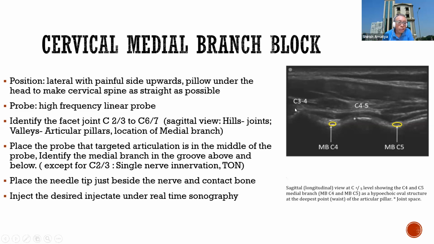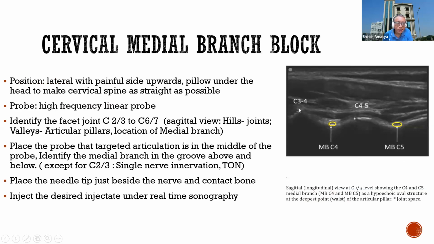So in this picture you can see the C3-4 facet joint and the C4-5 facet joint. If the pathology is in the C4-5 facet joint and this facet joint is tender, we have to block the medial branch of C4 as well as the medial branch of C5. Okay, and it is always wise to use color Doppler while injecting anything in the neck, and use a non-particulate steroid. So here also, as seen, the upper part is hill and the lower part is valley.